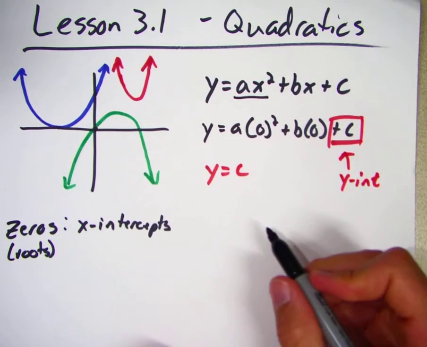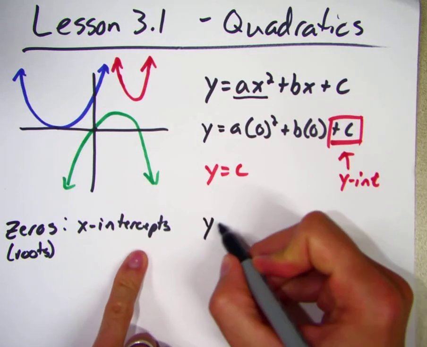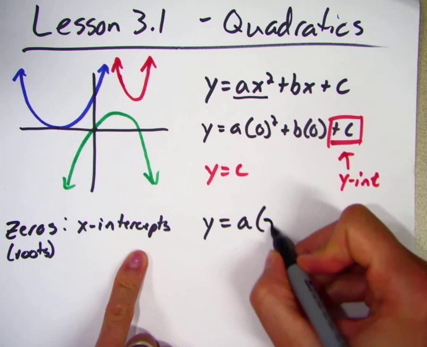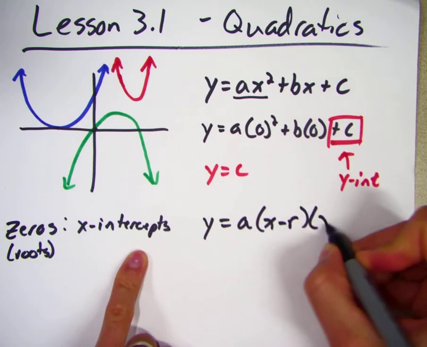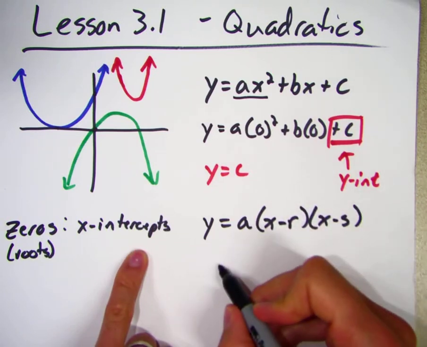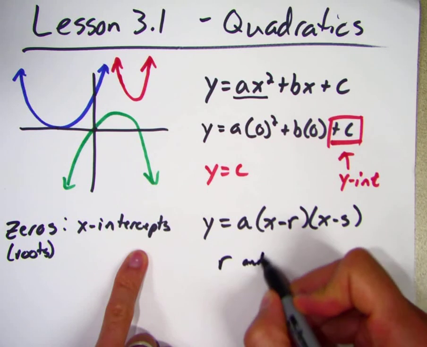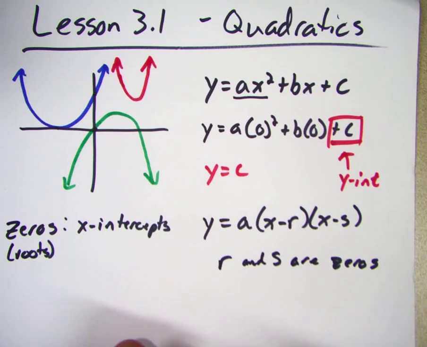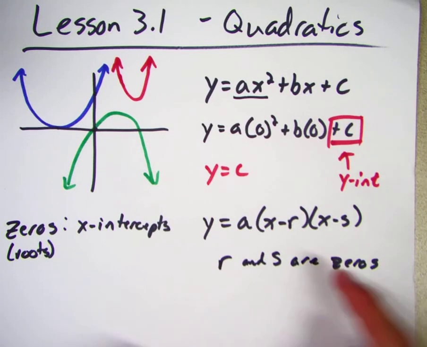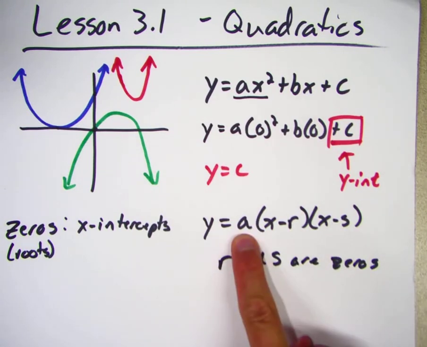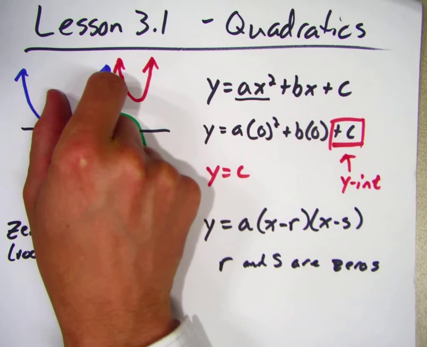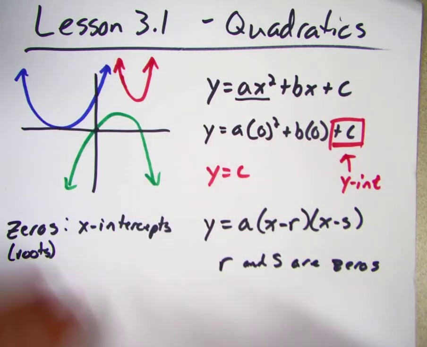Now you could also have a function in what we call factored form. Factored form is y equals a times (x minus r) times (x minus s), where r and s are zeros. And there's always this factor a, which is necessary for how expanded or skinny your parabola is.